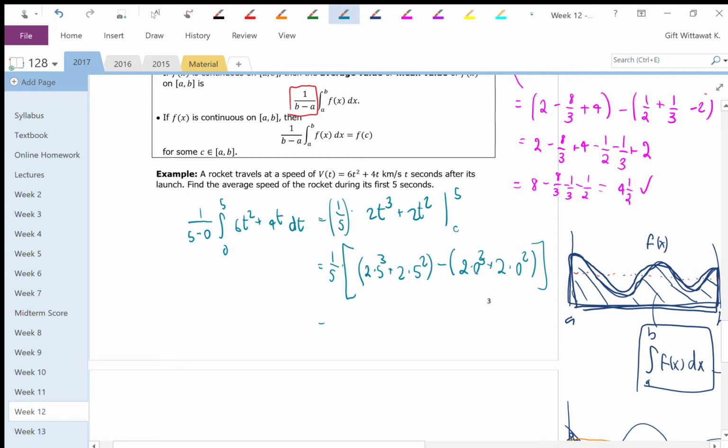So that's not bad to compute. That's going to be 1/5 times 250 minus 50, and the other part is 0. So I end up getting 200 divided by 5. Wait a minute, this should be plus. So I end up getting 300 divided by 5. So I get 60. The unit here is going to be kilometers per second.